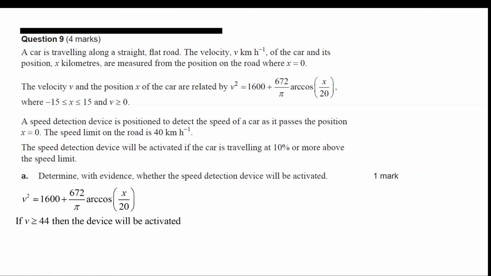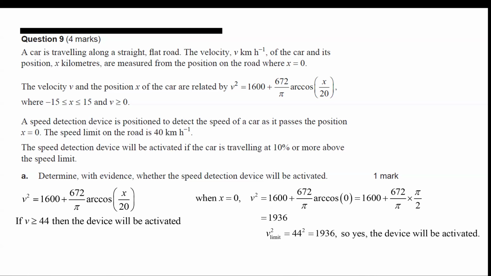So we convert the sentences into mathematical notation. If v is greater than or equal to 44, then the device will be activated. At x equals 0, we slot it in, and we get v squared equals 1600 plus 672 divided by pi, arc cosine 0. Recognizing arc cos 0 is half pi, you will see 672 divided by 2. That is 336. Adding 1600, you get 1936. And by the way, this number is exactly 44 squared.